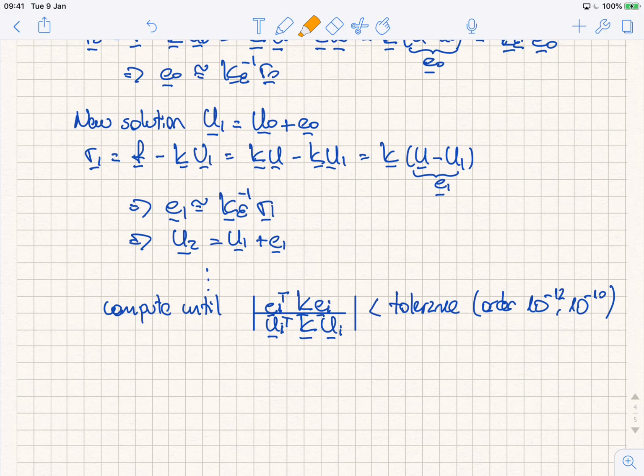Now let me ask you something. This is something that you all should know about. But when you have a singular system, how many solutions do you have? Infinite. You have an infinite number of solutions. So we have found in this way one of those possible solutions. Okay?